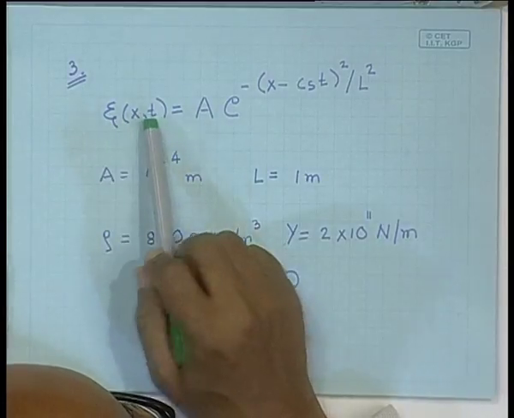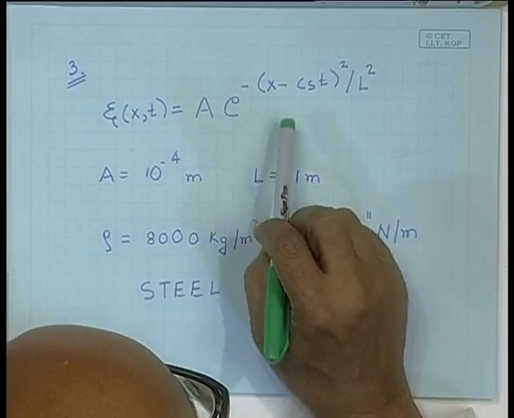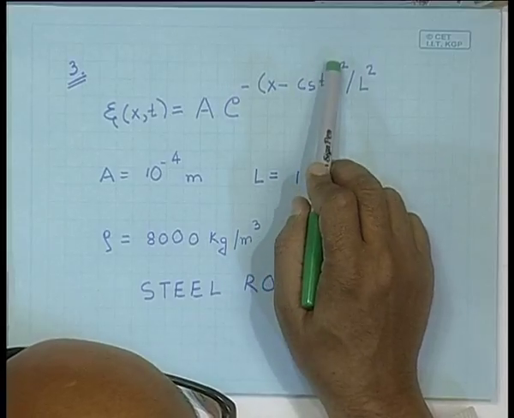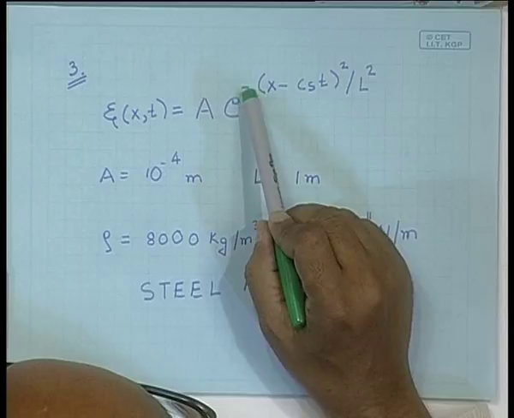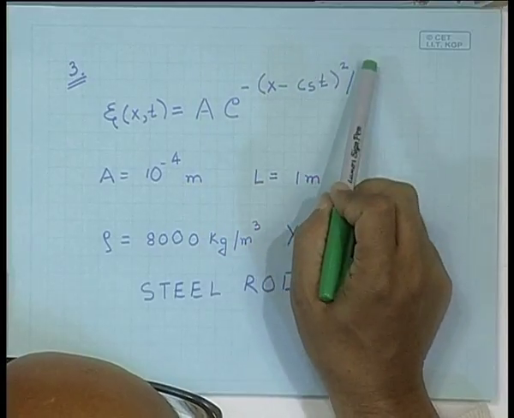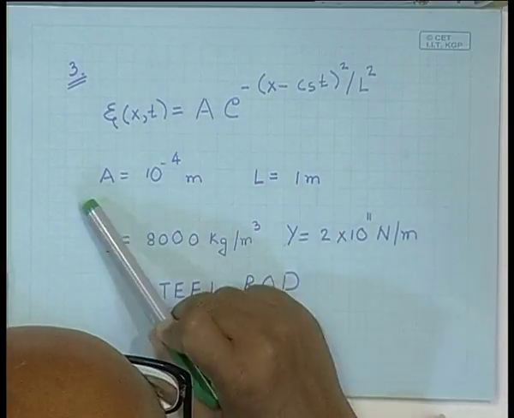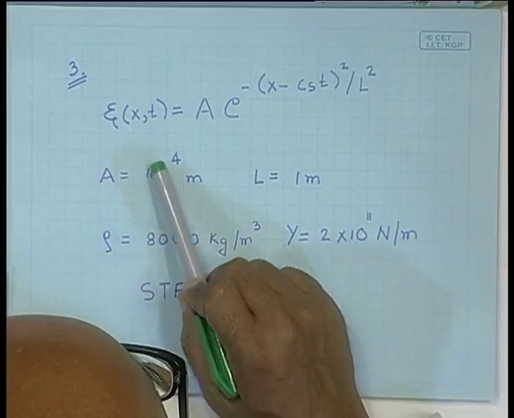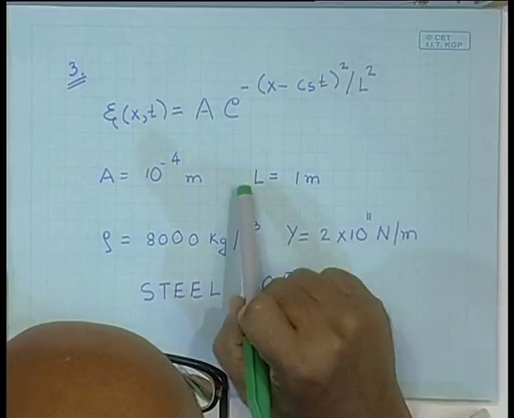Xi as a function of x, t is A e to the power minus x minus cs t whole square divided by L square. So, e to the power minus x minus cs into t whole square divided by L square. And A, the magnitude of the displacement, is given to be 10 to the power minus 4 meters. L over here, which has dimension length, is given to be 1 meter.